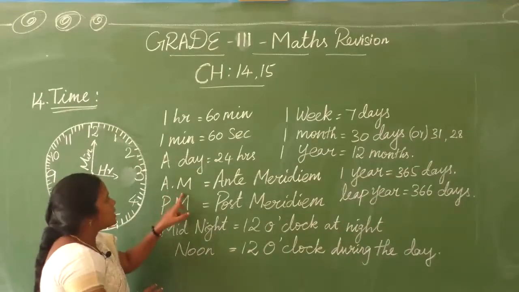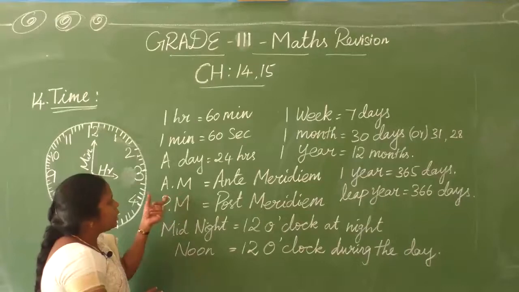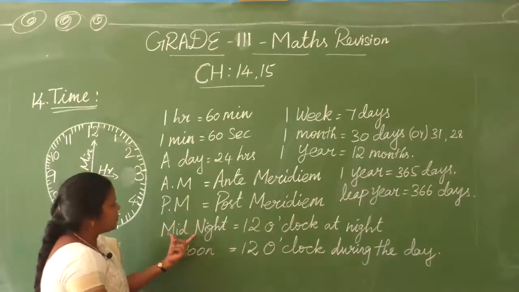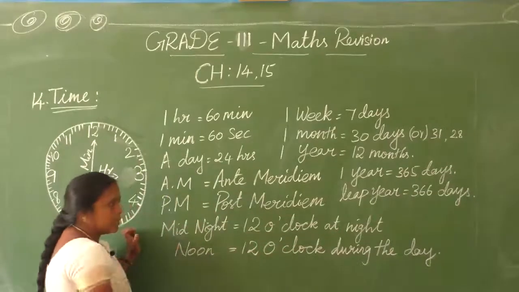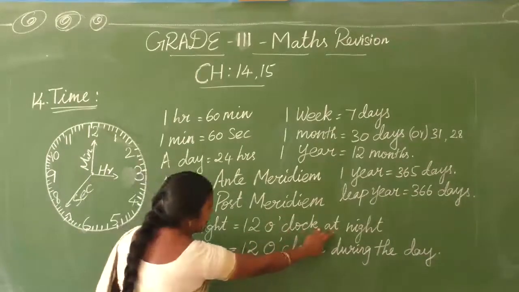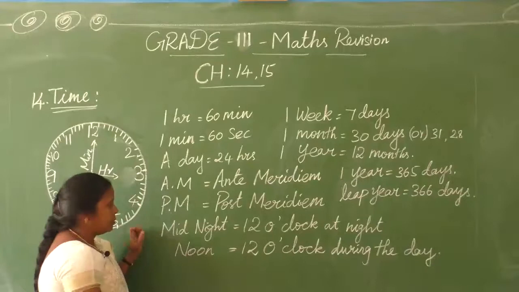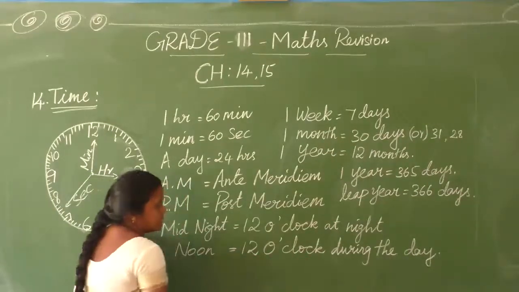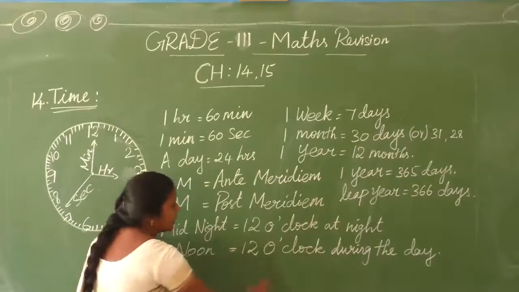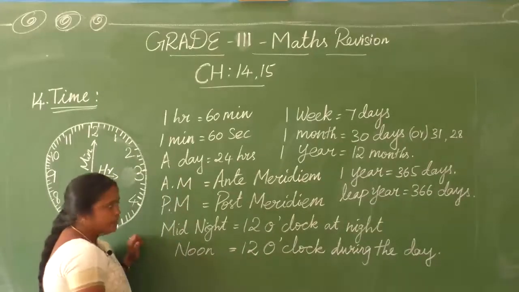Regarding 12 o'clock, this I am telling first. 12 o'clock at night is called midnight. 12 o'clock at night time is called midnight. 12 o'clock during the day is called noon.